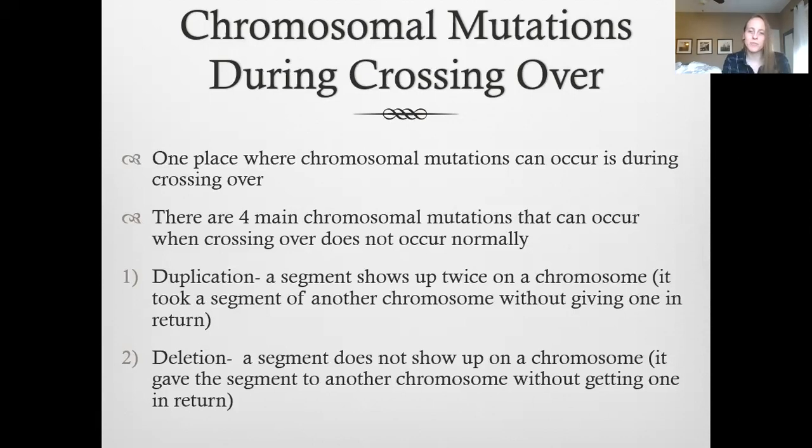So you could end up with a duplication. Essentially, this is when during what should be a swap, one of the sister chromatids gives up its allele like it's supposed to, and the other one doesn't. So one of these sister chromatids will have a missing segment, and the other sister chromatid will have a duplication. Duplication would be the sister chromatid that kept her own alleles plus took the other sister chromatid's alleles. Deletion would be the sister chromatid that gave up her alleles and didn't get any in return.